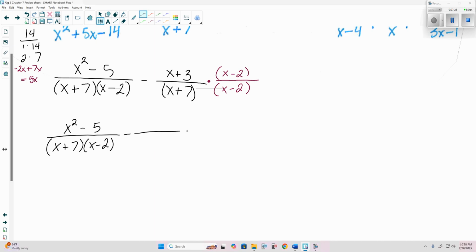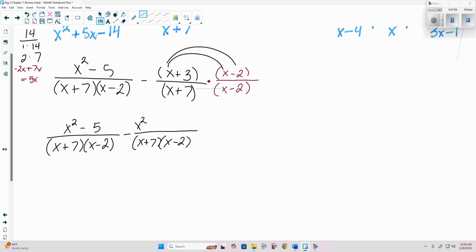Because it already has the least common denominator of x plus 7 times x minus 2. The one on the right is missing that x minus 2, so we have to multiply it on top and bottom. Now on bottom, we can just stick them together and multiply them together. We don't have to multiply that out, because if there is something in common on top and bottom, we need the denominator factored. But the numerator, we have to multiply through, because there's a chance we might have like terms.